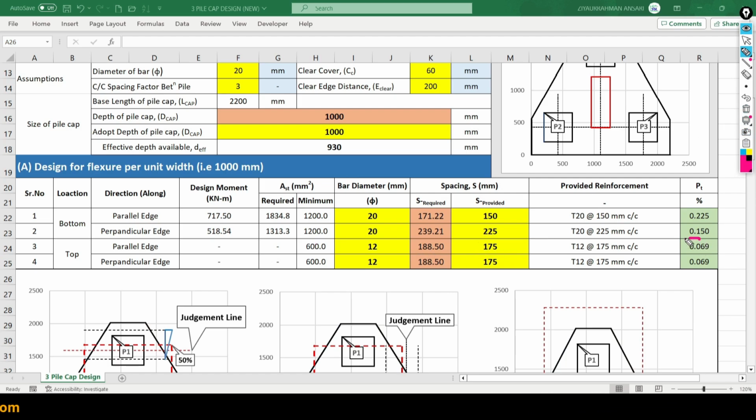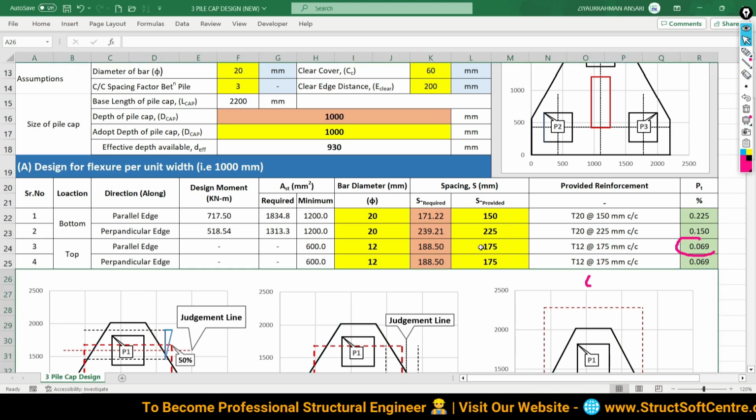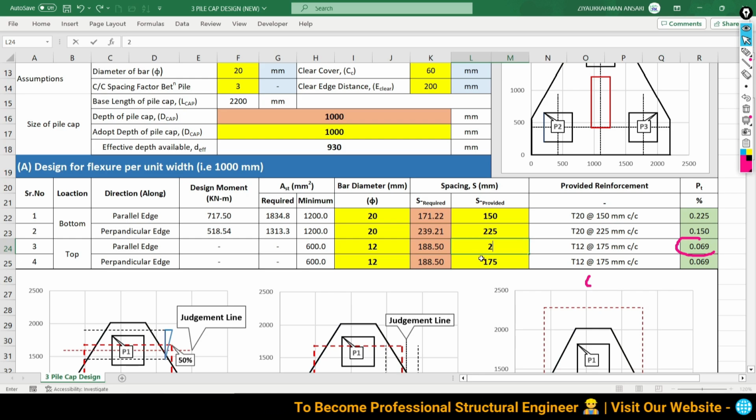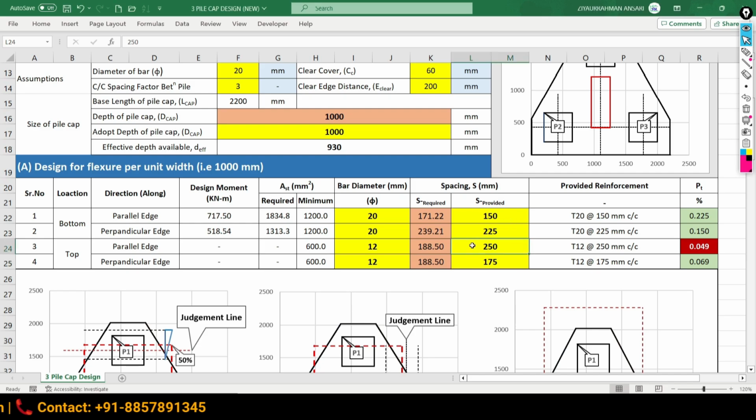So finally the percentage of reinforcement provided is slightly more than 0.06, so it becomes 0.069, right? If you make a mistake and provide the spacing as, let's say, 250 mm, then the percentage of reinforcement will be less than 0.06, which gives a sign of failure. So that is what you need to keep in your mind.